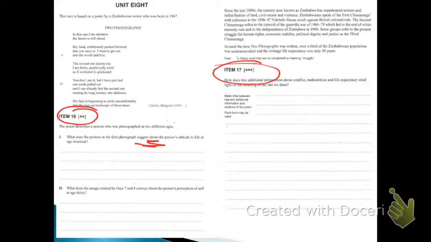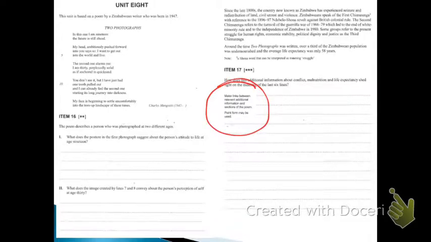It doesn't say explain, it just says suggest. Suggest means give us an answer without it. Now, second one, what does the image created by that convey? Convey is another one of those words about the person's preoccupation with self. Okay, so these are words that you should be used to. Suggest, convey. Now over here you'll notice once again there is small font writing. That is trying to tell you to do something. And if you read that, it's actually directing you to format your answer.